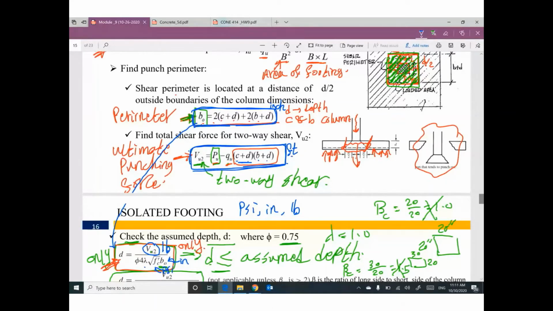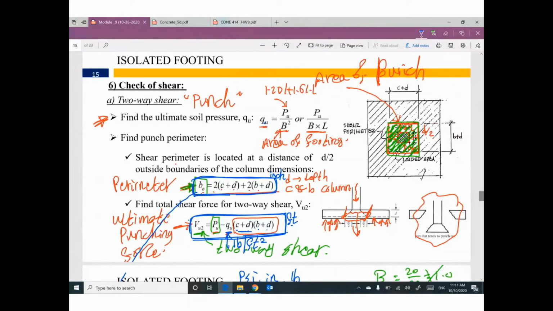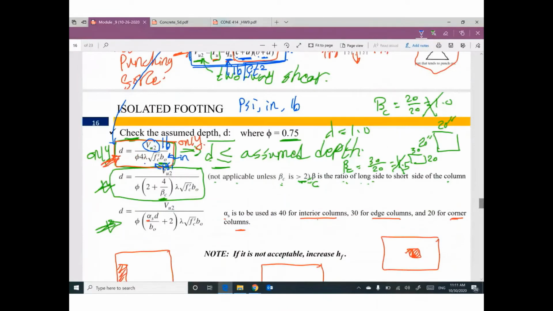Why? Because Q ultimate will be pounds per square feet. Q ultimate from this expression, P ultimate divided by B square, the area of footing. Area of footing in square feet. So when you multiply Q ultimate by area, this area must be in feet squared. So everything here must be in feet. So make sure your units are consistent. By the way, if you are using this expression, everything in PSI, everything in inch, everything in pound.